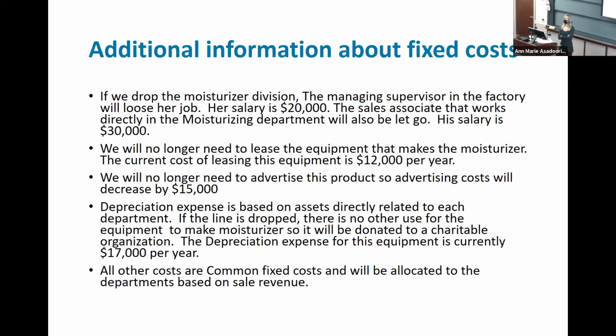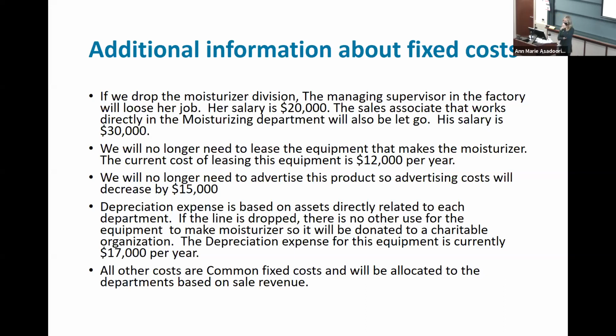Okay, so here's the information that I'm giving you about all of those fixed expenses. If we drop the moisturizer division, the manager supervisor in the factory will lose her job. Her salary is $20,000. And the sales associate that works directly in the moisturizing department will also be let go, and his salary is $30,000. Is that avoidable? Directly traced? Yes, this is going to be relevant. If I get rid of this segment, I'm saving $50,000 here.